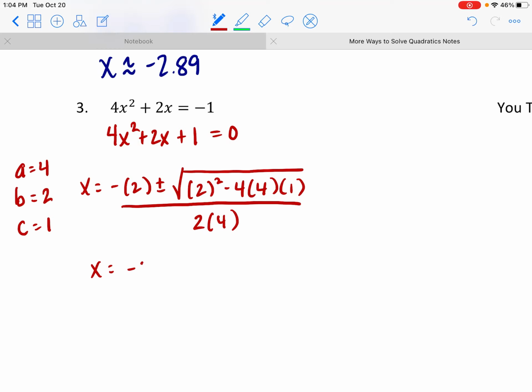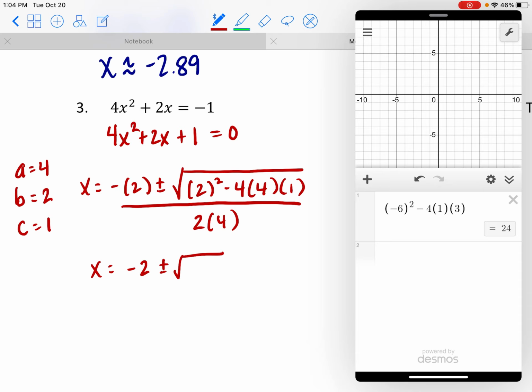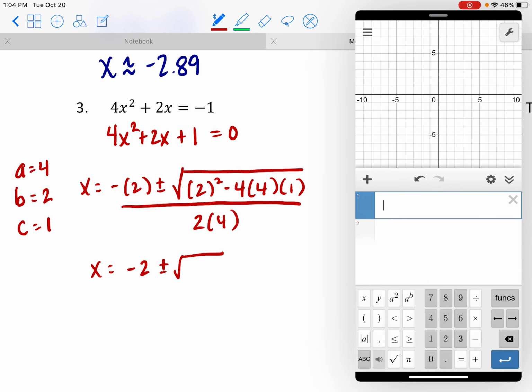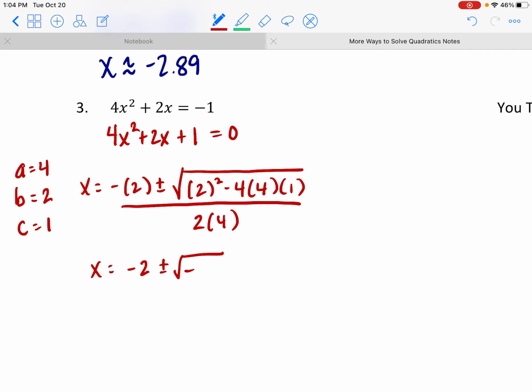So that's going to become a negative 2 plus or minus the square root of. Let's figure out what we have under the radical. That is 2, let's get the 2 in there, squared, minus 4 times 4 times 1, which is going to be a negative 12, and then on the bottom, 8. Again, you might be tempted to reduce. Don't do that yet. Make sure the radical is simplified before you try any reducing.